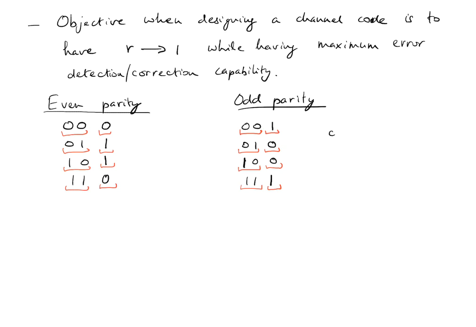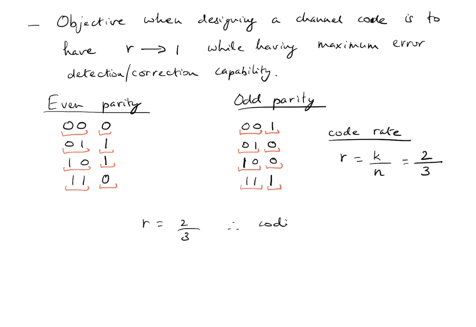So the code rate here, for both these codes, for both even and odd parity, we have R equals K by N. K is the number of information bits. So the number of information bits is 2, and the value of N, which is the length of each code word, is 3. So each code word is 3 bits long. Out of the 3 bits, 2 bits are information bits. So the code rate is 2 by 3. That means the coding efficiency. So R equals 2 by 3.